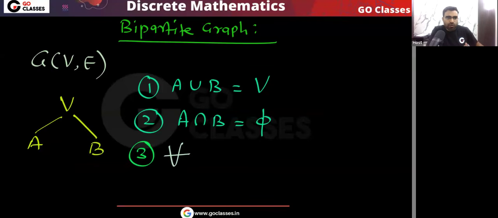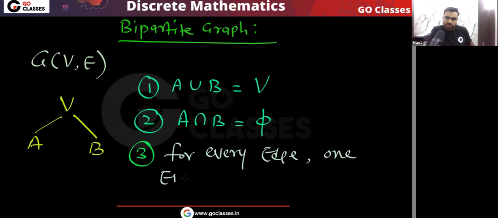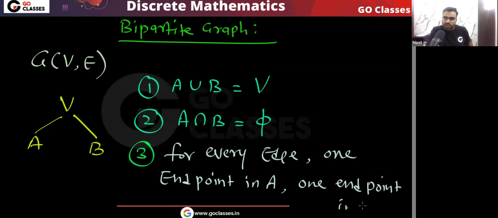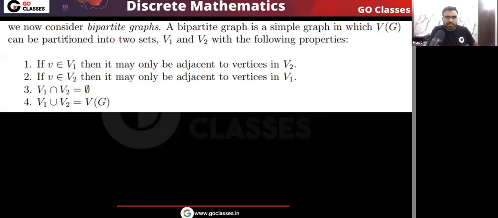So I can say that for every edge, remember, this is the point, one endpoint in A, another endpoint in B. One endpoint in A. Okay, every edge should have this. For every edge, one endpoint in A and one endpoint in B. This should happen for every edge. So this is the definition of bipartite graph. You can easily see here.